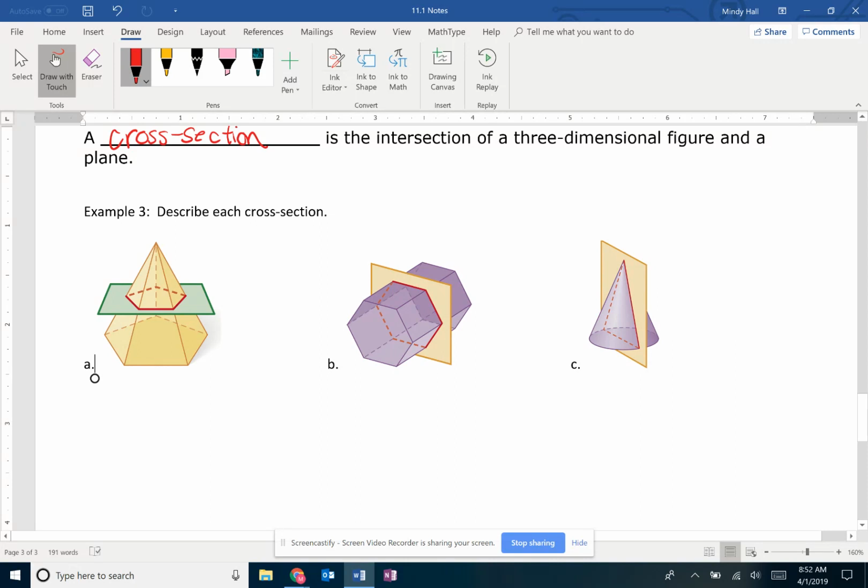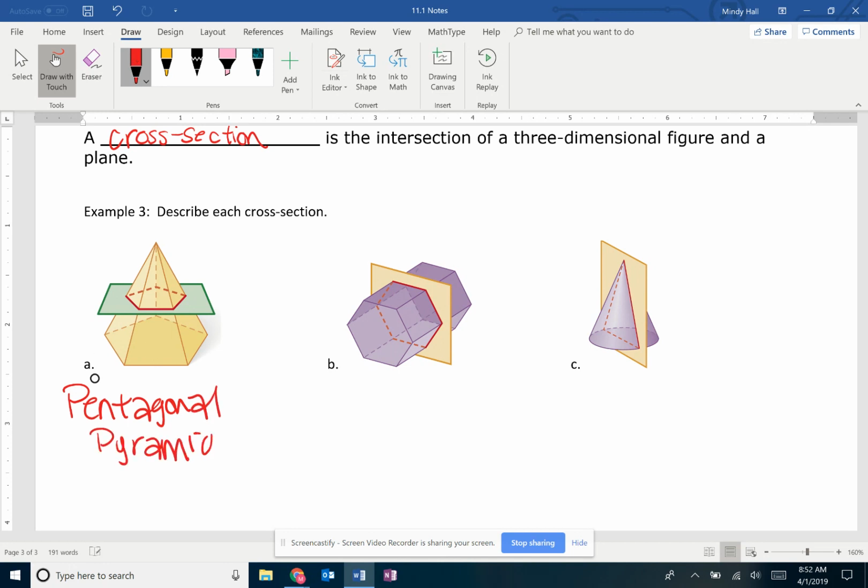So if you notice, this is a pentagonal pyramid, right? Because the base is a pentagon and this comes to a point, so it's a pyramid. And if I take this plane, which is this green little thing, it's almost like I'm just slicing the top part of that pyramid off. And if I do that, you notice that the shape in the middle is another pentagon. So your cross section is a pentagon. I'm just going to say cross section pentagon.